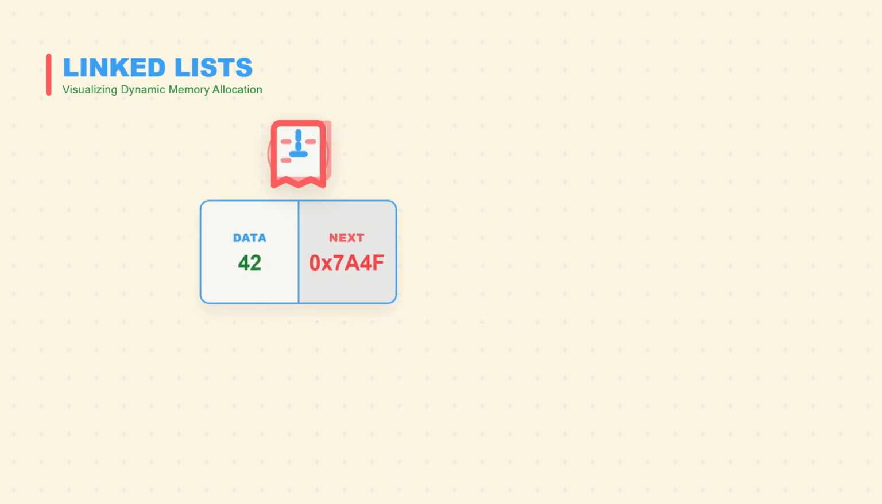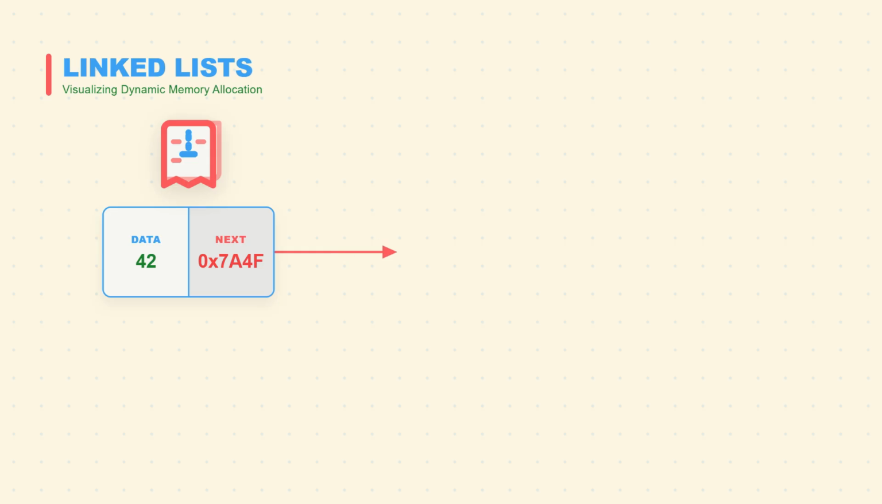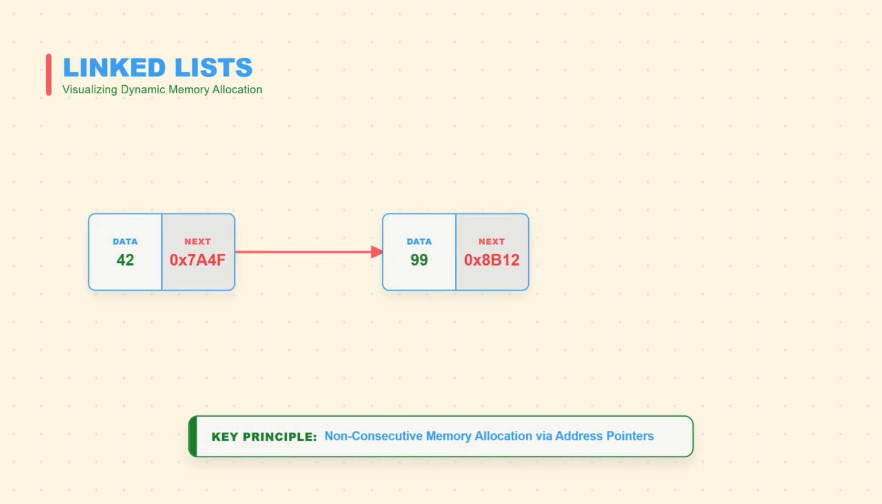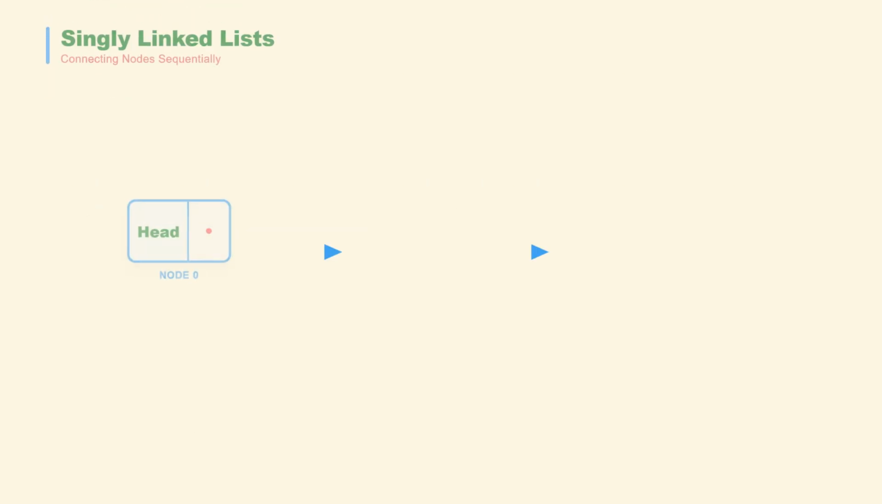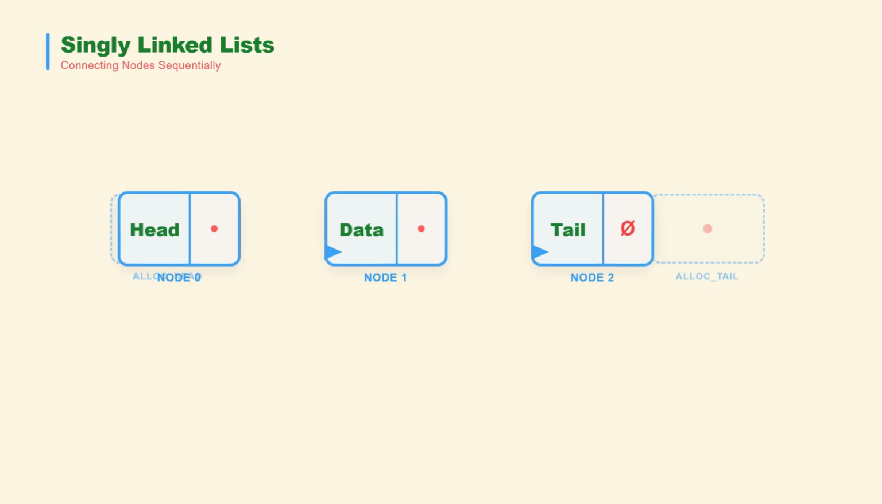Think of a node like a clue in a treasure hunt. The clue gives you an item or information, but it also explicitly tells you exactly where to walk to find the next step. By giving every individual piece of data its own map to the next item, we no longer need our data to sit in a consecutive block. When we connect these nodes together by having each one point to the next, we form a singly linked list.